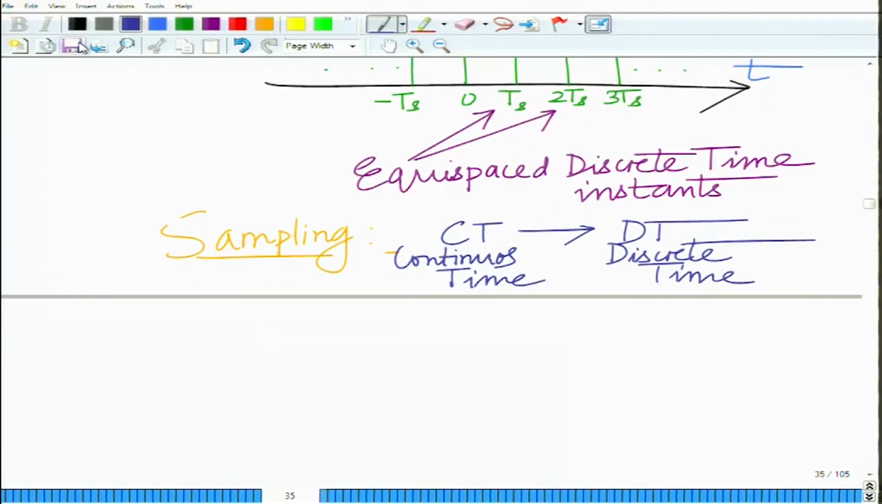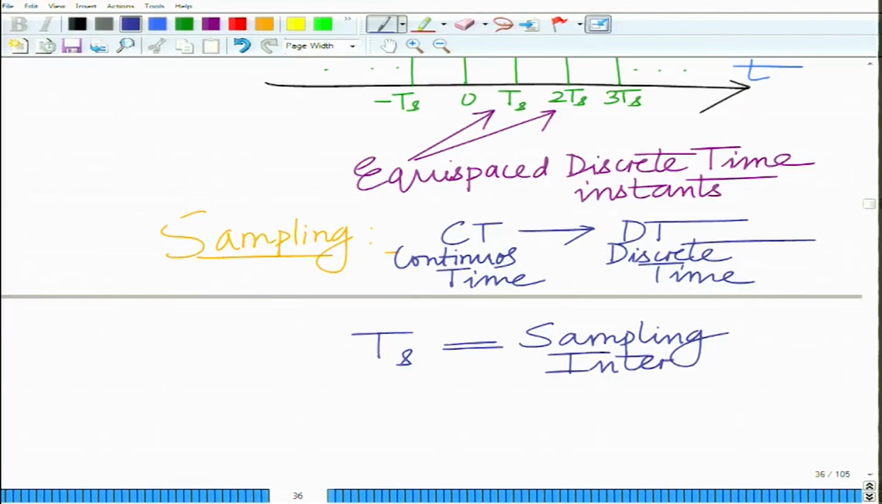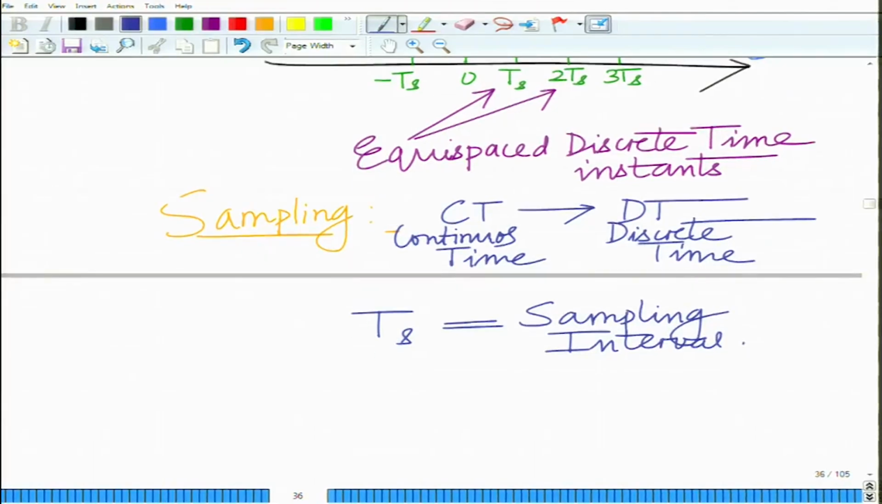interval of time is of duration Ts. So, you are extracting samples at 0, Ts, twice Ts, and minus Ts, minus 2 Ts. So, you are extracting samples at multiples of Ts. This quantity Ts is known as the sampling interval. Okay. So, this is the sampling duration Ts. This quantity Ts is termed as a sampling interval, okay. And this is the first step.